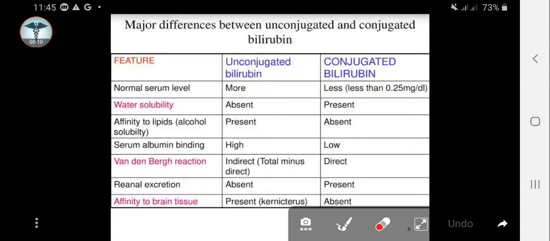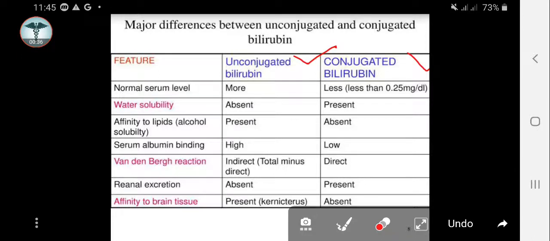Dear students, today we are going to discuss the major differences between unconjugated and conjugated bilirubin. As you know, the total bilirubin in the serum consists of two major parts, the unconjugated bilirubin and the conjugated bilirubin. The conjugated bilirubin is up to 0.8 mg per deciliter, while the unconjugated bilirubin is from 0.025 mg per dl to 0.4 mg per dl.